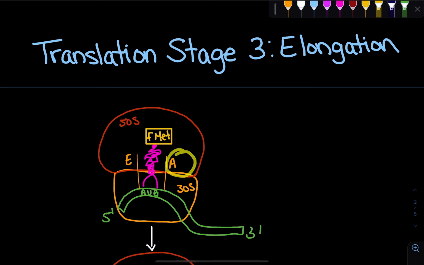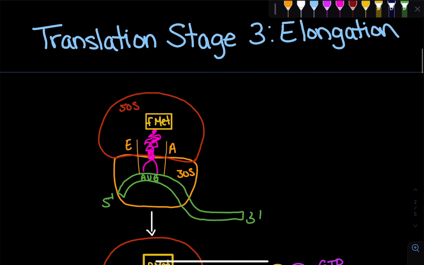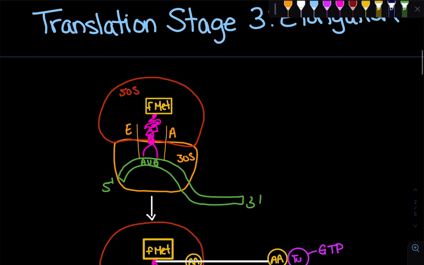But now we have the A site and the E site. They're still empty. The mRNA is bound, and we have the full ribosomal structure. But we have to keep on growing this peptide. We only have one amino acid right now, but a peptide or a protein is made up of multiple amino acids. So how do we do that? Well, we need to keep adding on amino acids. So essentially, how do we do that?